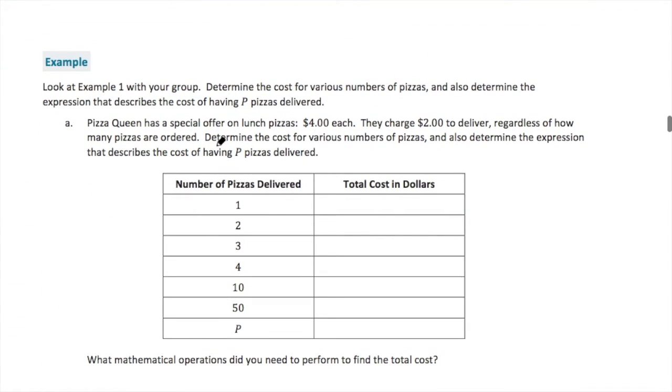Here we're looking at pizzas. The Pizza Queen has a special offer on lunch where it's $4 for each pizza and then $2 delivery charge. Now, every single pizza costs $4, and that charge is charged every time, but the $2 delivery charge is only charged once. So $4 each is happening over and over and over. The $2 is happening once.